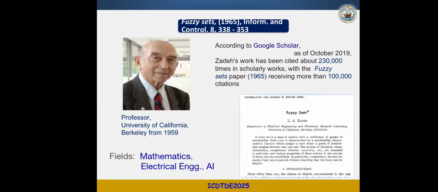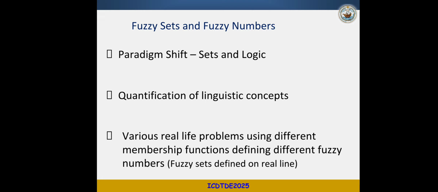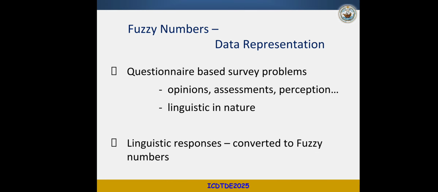So what are the tools? I was speaking about the fuzziness, the impreciseness, or the characteristics involved in it. So how do we quantify the fuzziness in nature? This answer was given by Lotfi Zadeh through his seminal paper on fuzzy set theory, which plays a major role in sets and logics. There is a paradigm shift between fuzzy sets and crisp sets. It helps to quantify linguistic concepts. So various problems, wherever there is a qualitative nature, are quantified using fuzzy numbers, where assessments, perceptions and linguistics are all converted to fuzzy numbers.